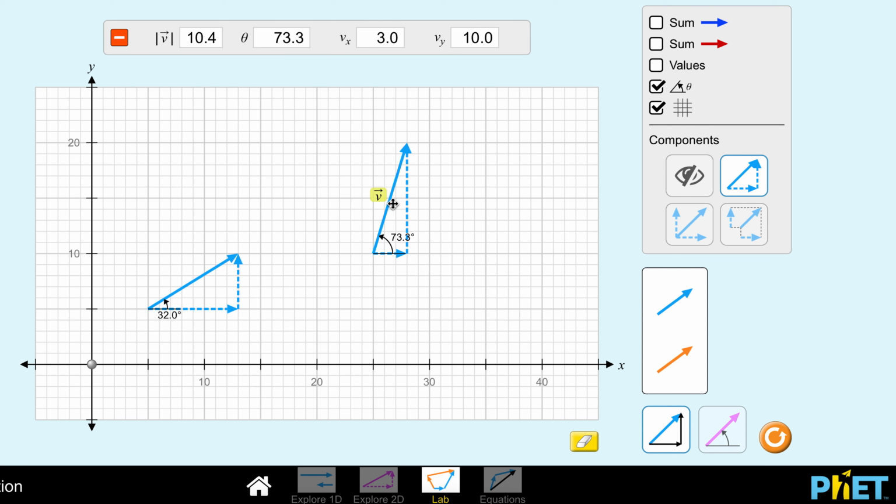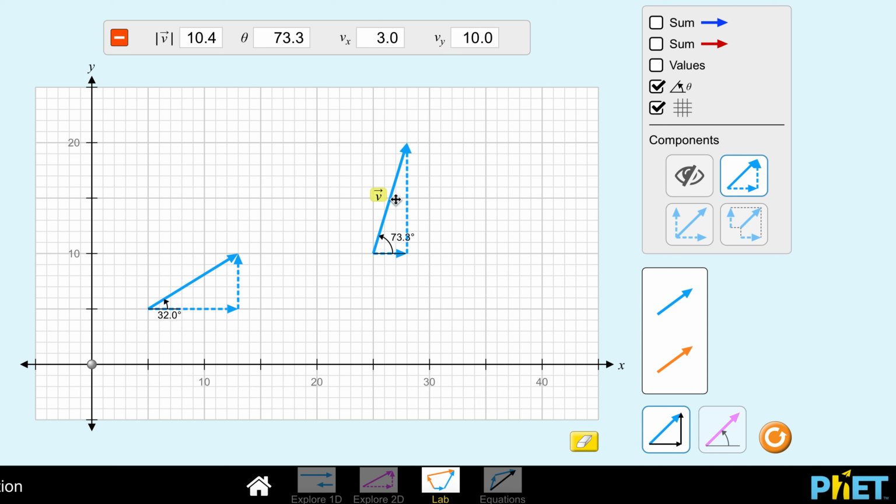And similarly for vector 2, its x component is 3 units, so that's 1, 2, 3, and its y component is 10 units. Each of these big squares here is 5, so 5 plus 5 gives you 10. So those are the components of the individual vectors. This is what we looked at before.